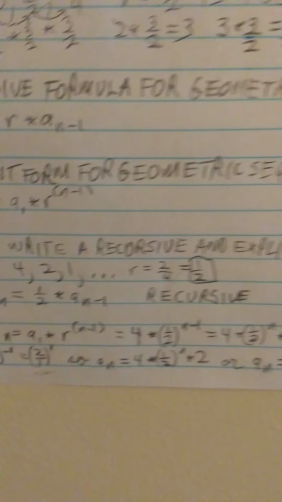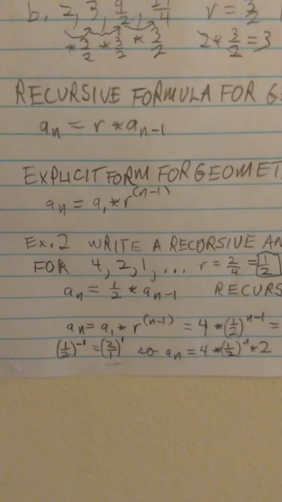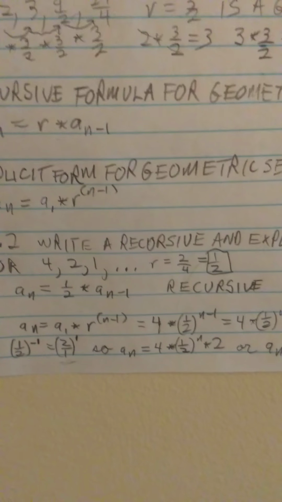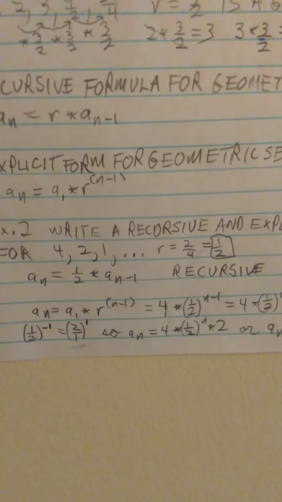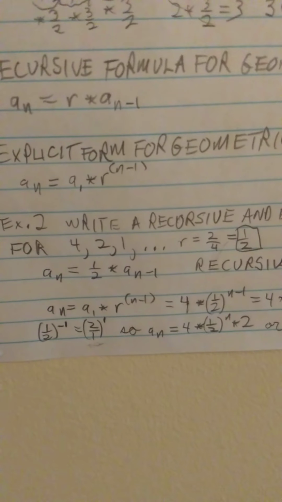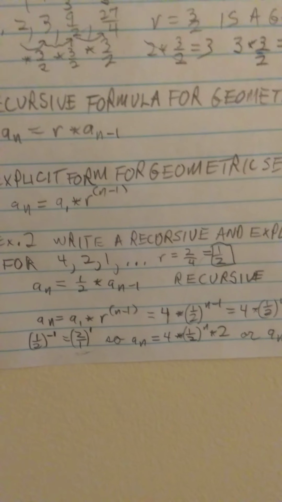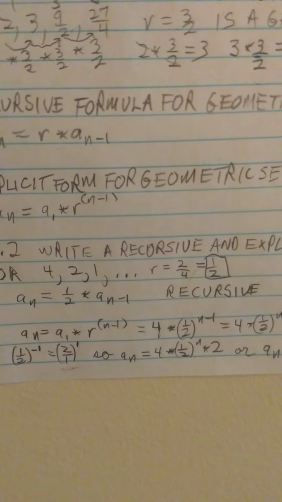Now let's write a recursive and an explicit formula for the sequence 4, 2, 1. So we can see that the second over the first is 2 over 4, and the third over the second is 1 half, and clearly r is 1 half. So for recursive, we have a sub n is 1 half times the last term, a sub n minus 1.